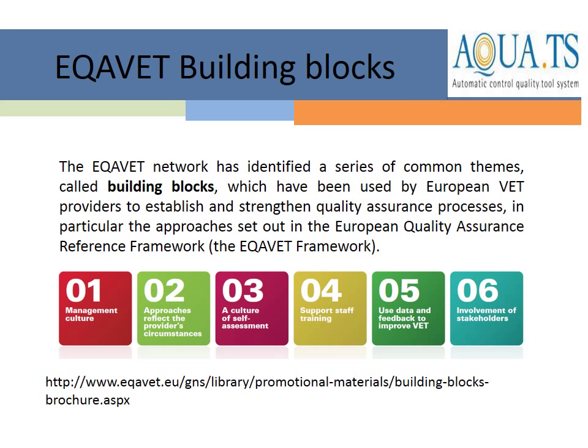EQAVET building blocks. The early analysis of approaches to quality assurance by VET providers across Europe, which are in line with the EQAVET framework, has identified 6 interdependent building blocks. These 6 building blocks support and complement each other and build on the EQAVET indicative descriptors and indicators. The building blocks provide guidance by identifying key activities which could be undertaken in order to improve quality assurance processes in line with the EQAVET framework.